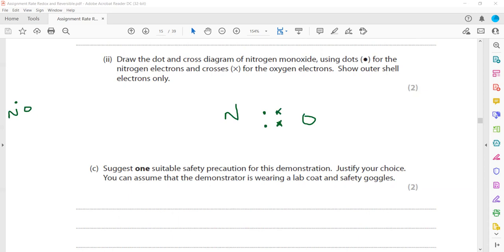Oxygen shares 2, nitrogen shares 2 electrons. Then 4 electrons are there for oxygen, and nitrogen belongs to group 5, so 1, 2, 3, 4, and then 5. That's why you can see, because of this electron, there is a free electron available, we call that a free radical. Is it clear? The structure of NO.